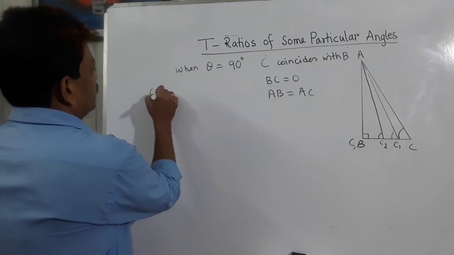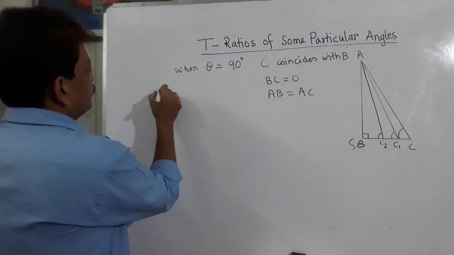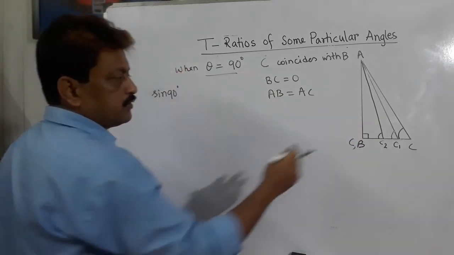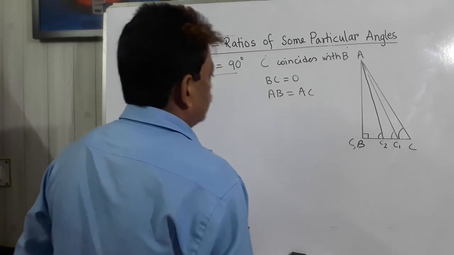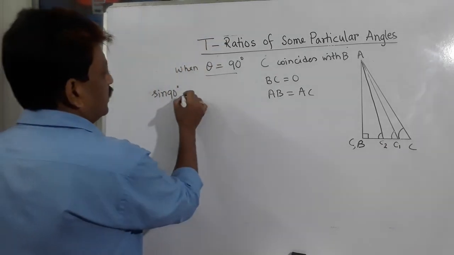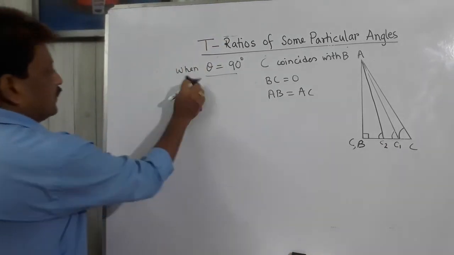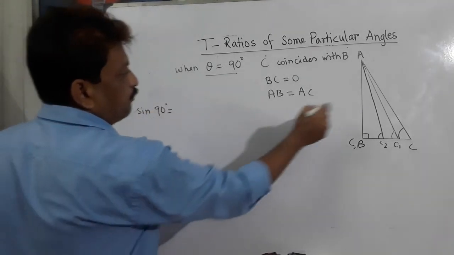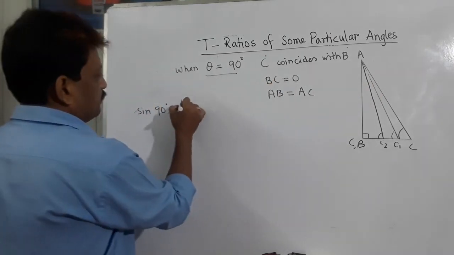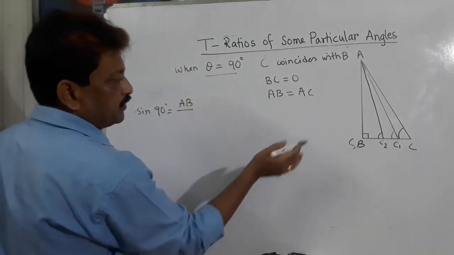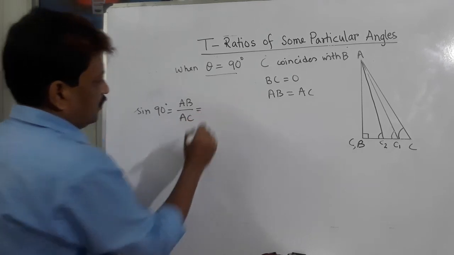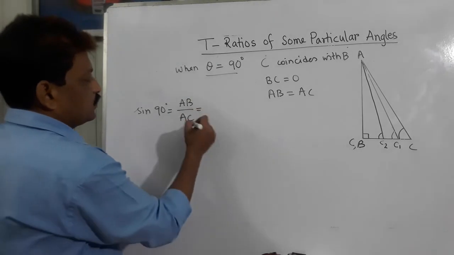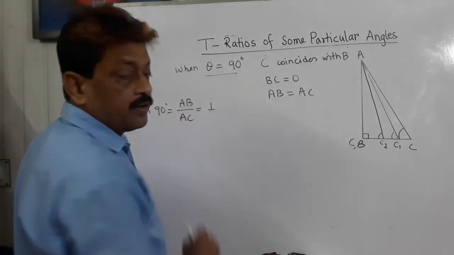So first of all, sin 90 degree. Here theta is 90 degree because C and B are coinciding with each other. Now what is sin theta? Sin 90. Sin theta is perpendicular upon hypotenuse. Perpendicular is AB and hypotenuse is AC. But both these are equal in length. AB and AC are now equal in length. So AB upon AC becomes 1.